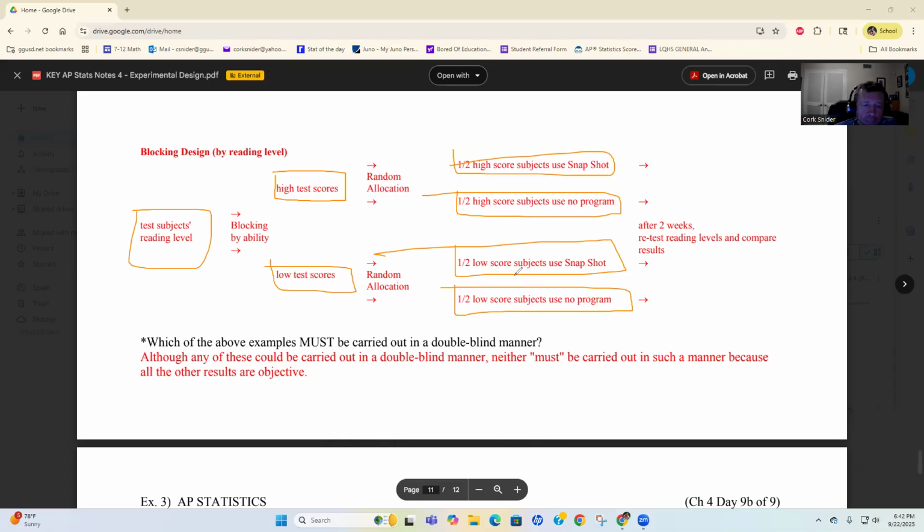Now, on this one, can this be double blind? I suppose so. I don't think the subjects really know what's going on, but it probably wouldn't be, because once again, they're going to know what they're doing if they're in a program or not.